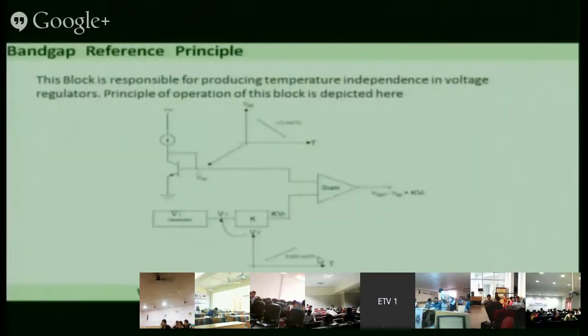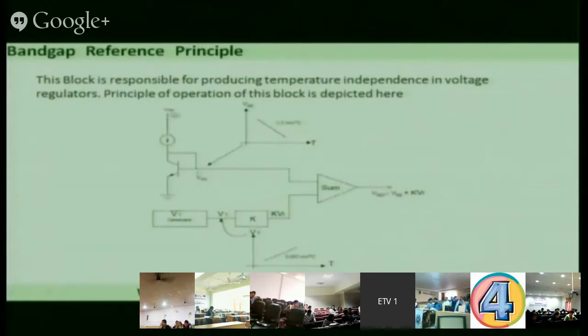Now we have seen the various blocks. Let us see the circuit of each block. So this is a band gap reference. What is the principle of a band gap reference? As I told you, first we have to generate a voltage which is independent of temperature. So how do we do this? This is a BJT. I hope you are able to see this. In a BJT, this is emitter, this is collector, this is base. So this voltage is VBE.